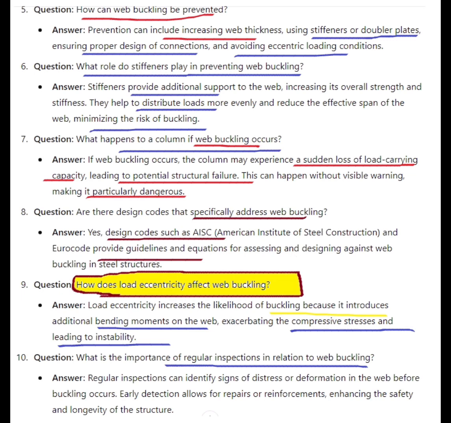What is the importance of regular inspections in relation to web buckling? Regular inspections can identify signs of distress or deformation in the web before buckling occurs. Early detection allows for repairs and reinforcements, enhancing the safety and longevity of the structure.